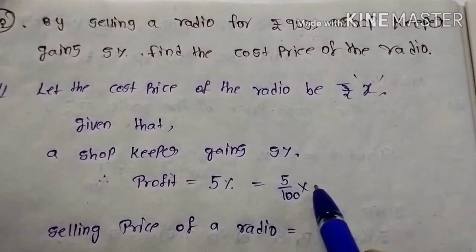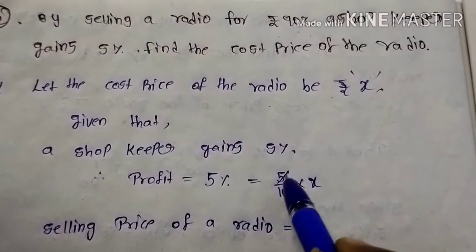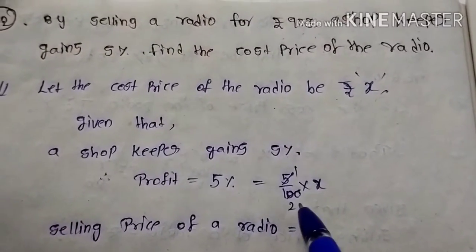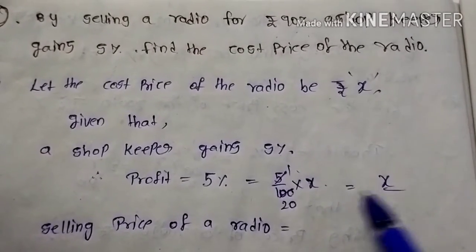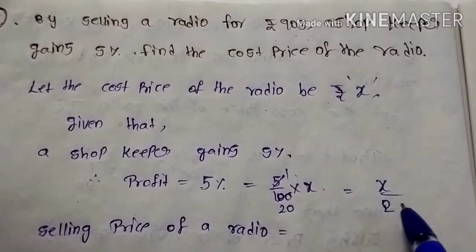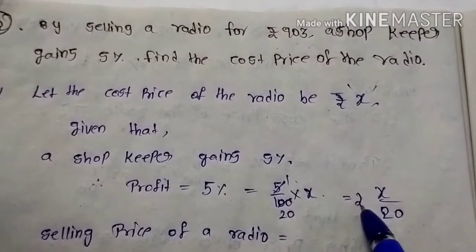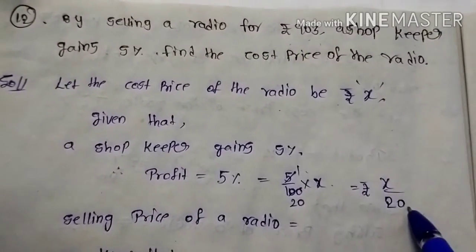Here cost price is how much? X only. That means you can simplify here: 5 1s are 5, 5 2s are 10, here you will get 20. That means here 1 into X, X only by 20. X by 20 you can write here, rupees X by 20 is the profit.